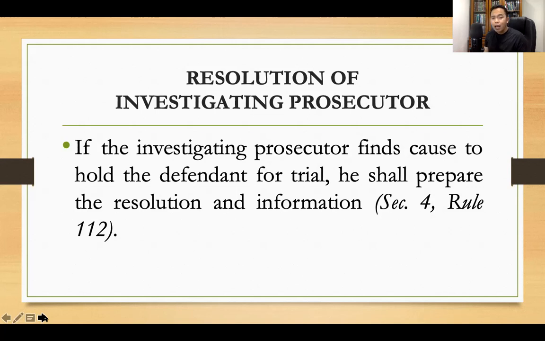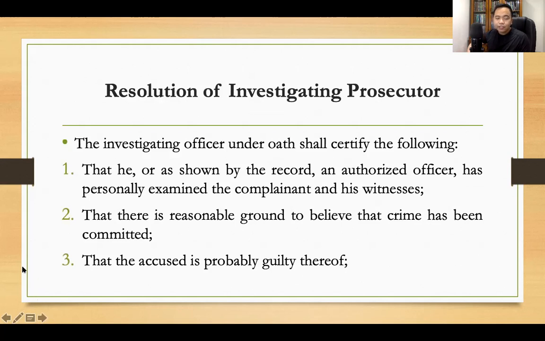Now, after the submission of these affidavits, the investigating prosecutor will prepare a resolution and information if he finds reason or grounds to hold the respondent for trial. Now, the investigating officer under oath shall certify the following: that he, as shown by the record as an authorized officer, has personally examined the complainant and his witnesses. This is the duty of the investigating prosecutor. He shall personally examine or interview or raise clarificatory or probing questions to both the complainant and his witnesses.